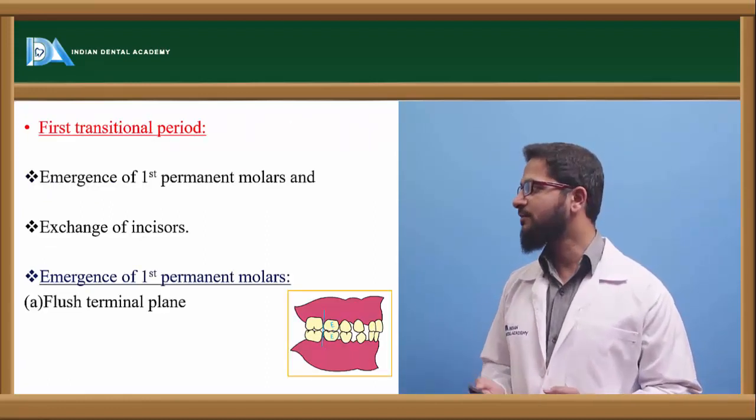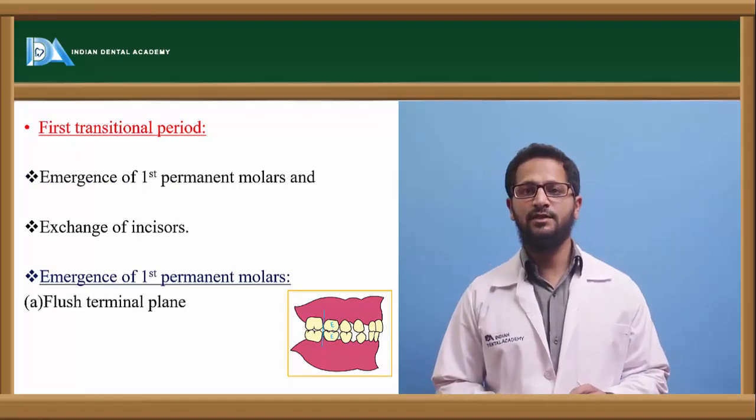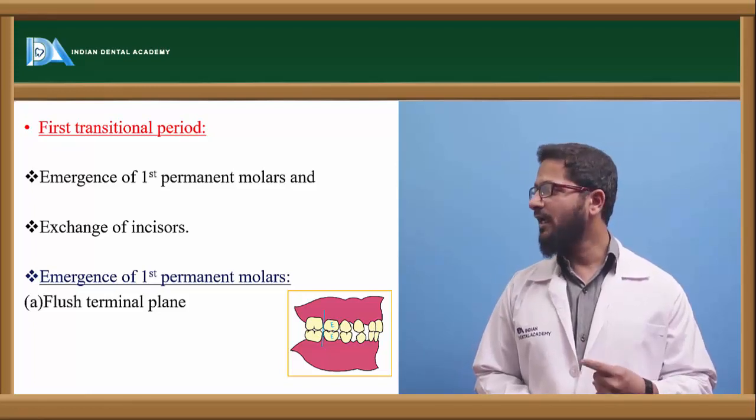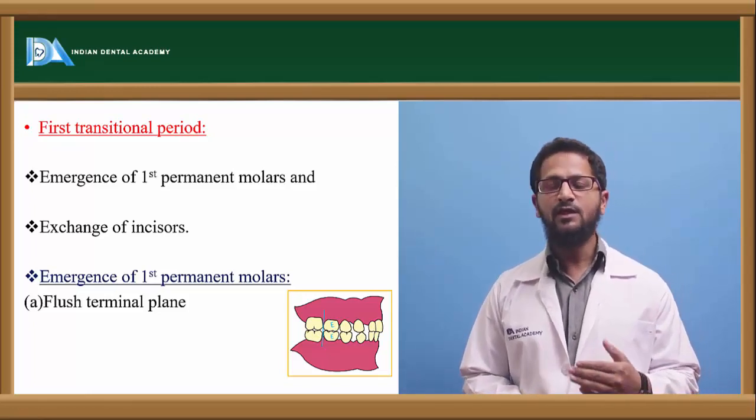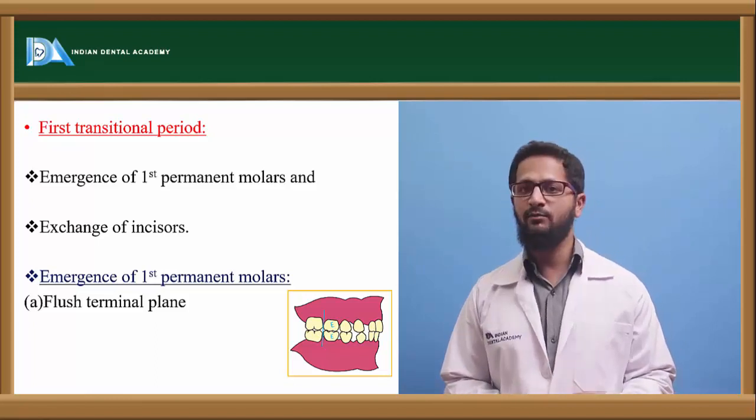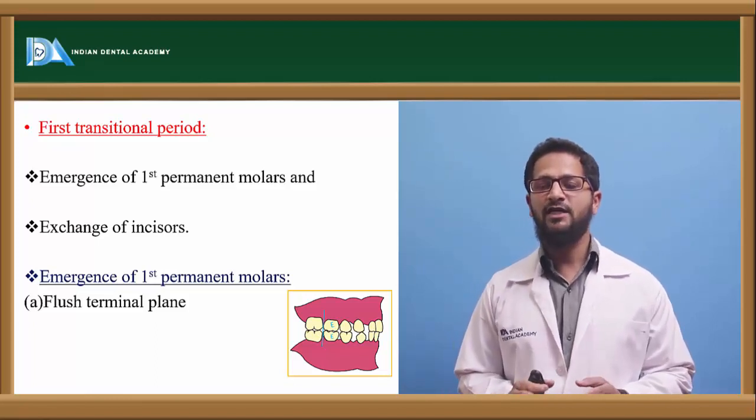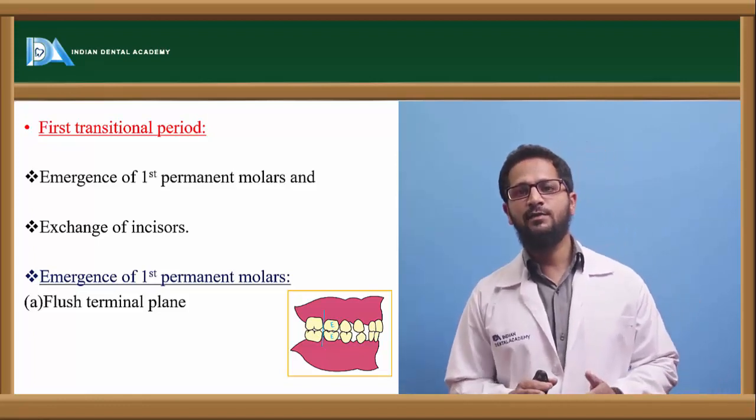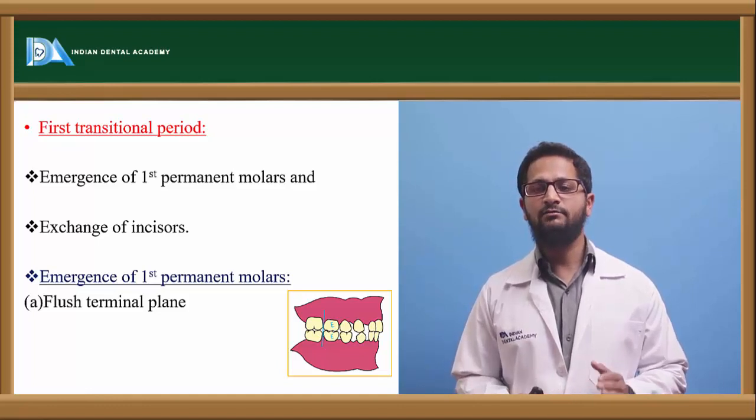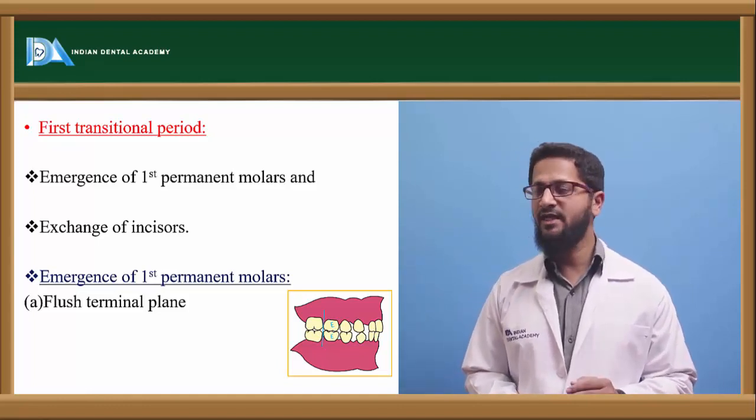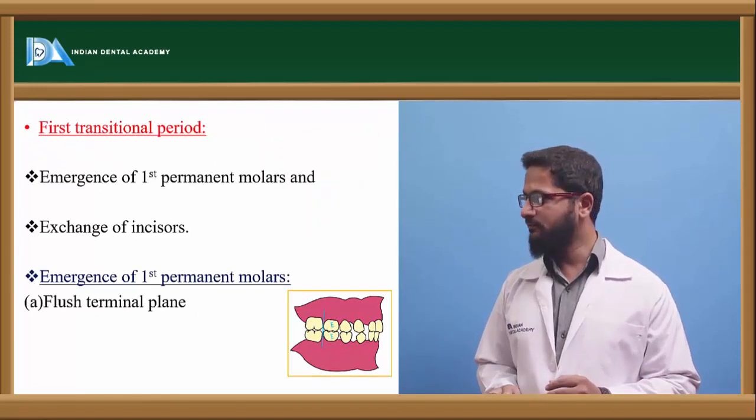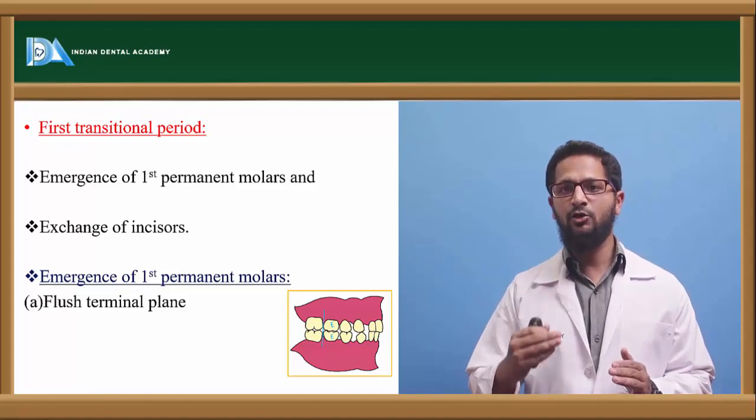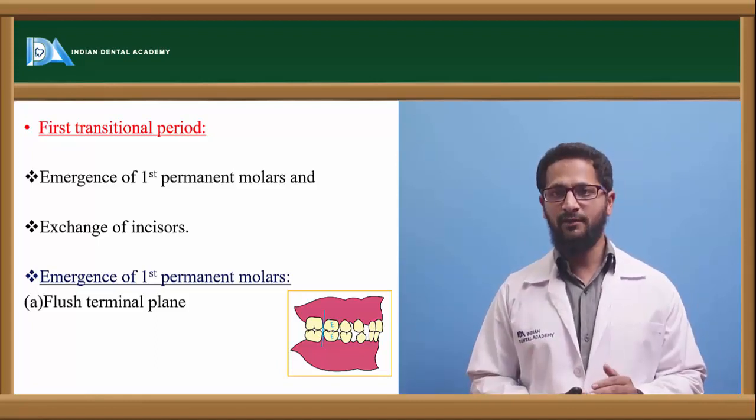Coming to the first transitional period. The first transitional period consists of two important phenomena: emergence of first permanent molars and exchange of incisors. Coming to the first, emergence of first permanent molars. The emergence of first permanent molars actually occurs at around 6 years of age. And the emergence of the first permanent molar depends to a great extent on the mesiodistal relationship of the upper and lower second deciduous molar. As I've already said, this relationship is called the terminal plane.